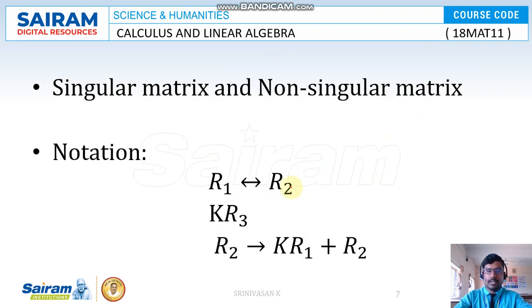Okay, the next one, the singular matrix. What is a singular matrix? If the determinant of A, that is modulus A, equals 0, then the matrix is called a singular matrix.